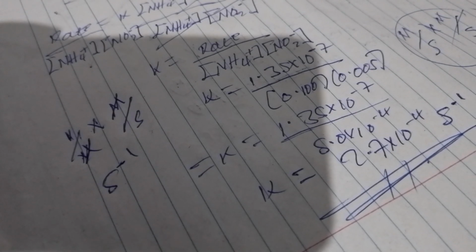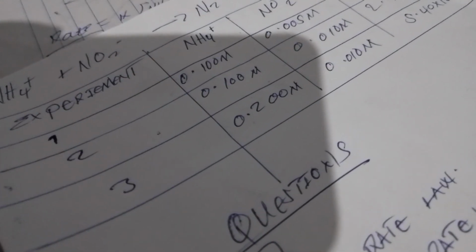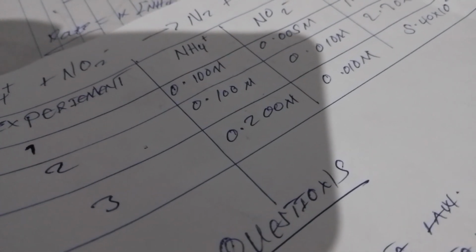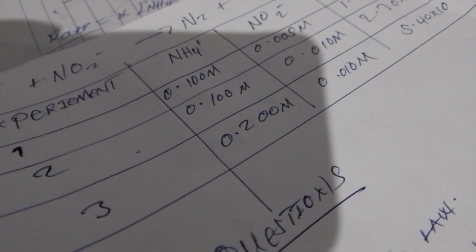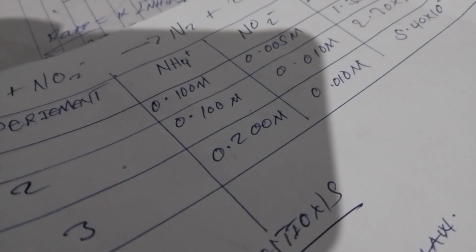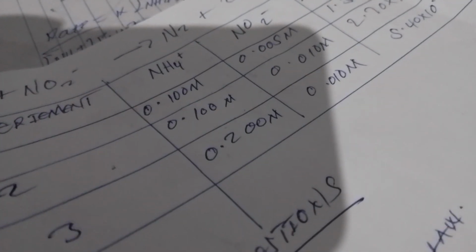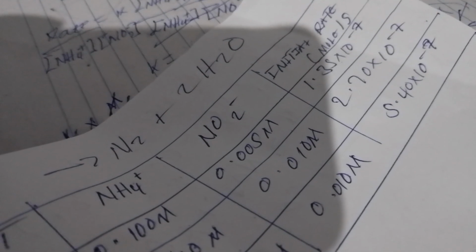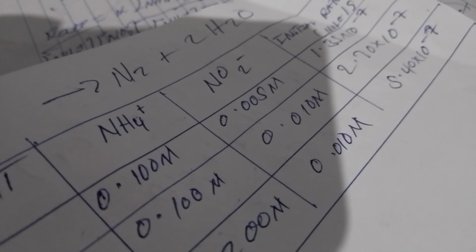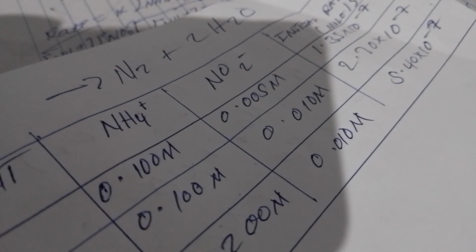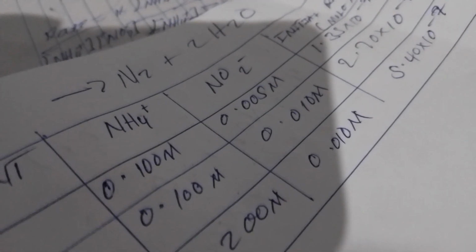So that shows, for instance, if you try to calculate, you go with experiment number 2. You get the concentration of ammonium in experiment number 2. Same applies with the nitrate concentration in experiment number 2, and also the initial rate in experiment number 2. You're going to have the exact answer. If you do not have the same answer, that means it is wrong. Thank you very much.